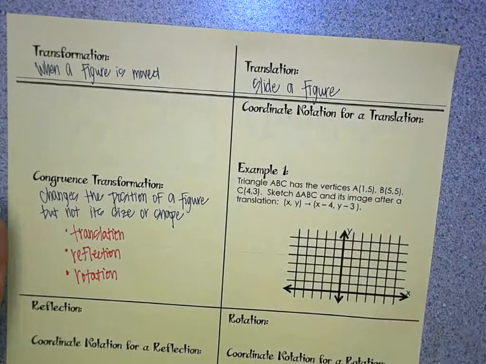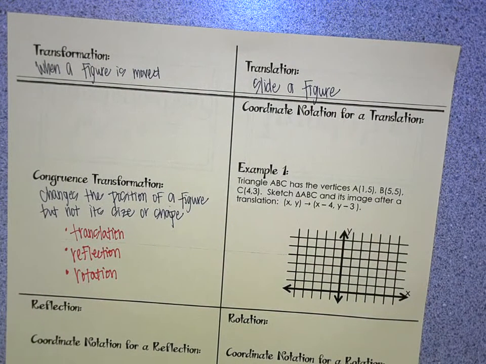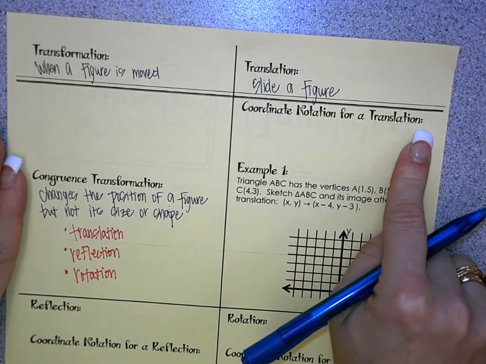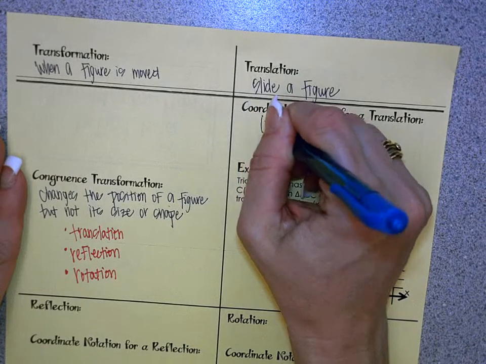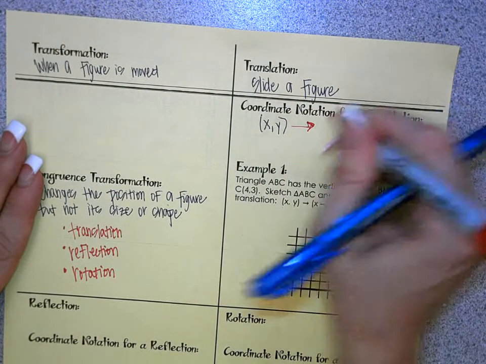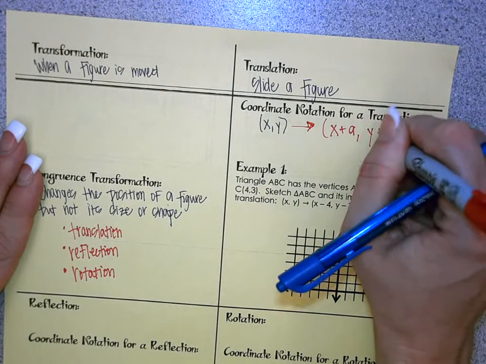So a translation is a slide of a figure. Okay, there's something called coordinate notation for a translation. Okay, and coordinate notation for a translation is (x, y) will become (x plus a, y plus b).